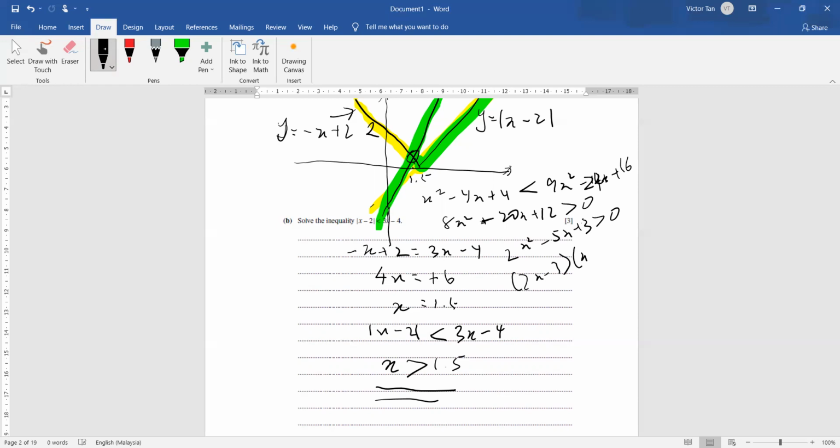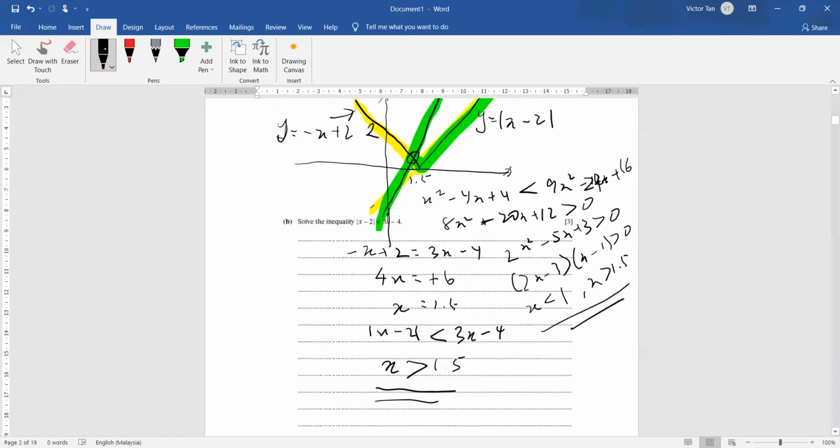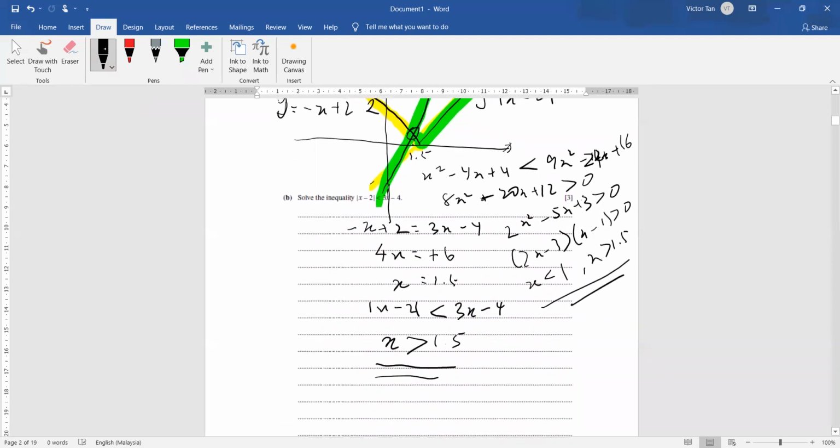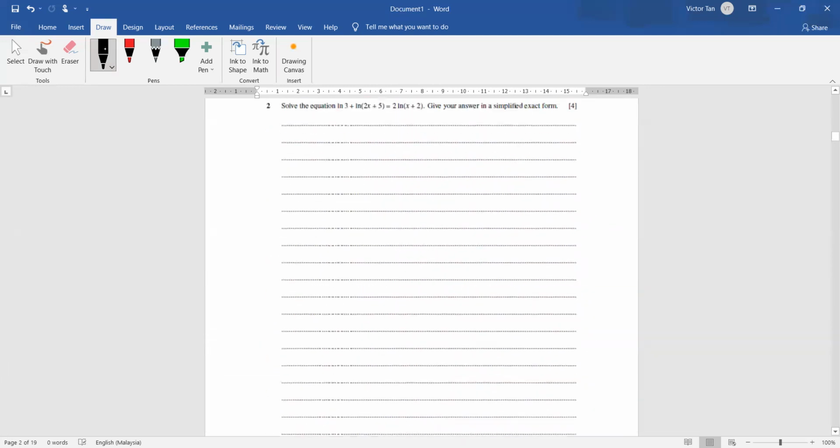So you have 2x minus 3, x minus 1. So in this solution, you will have x smaller than 1, x larger than 1.5. So the solution is definitely wrong. Okay. Now, let's go to the next question.